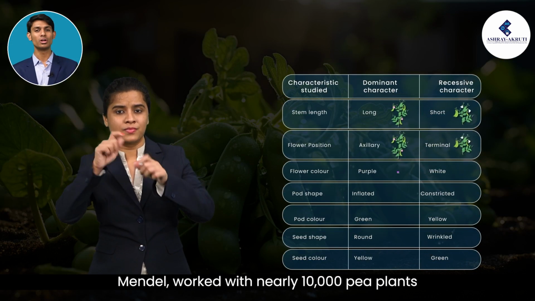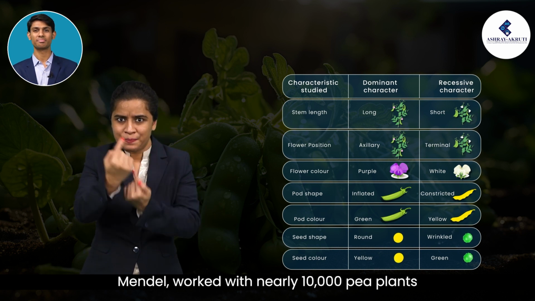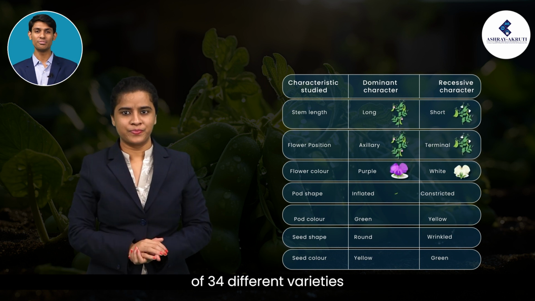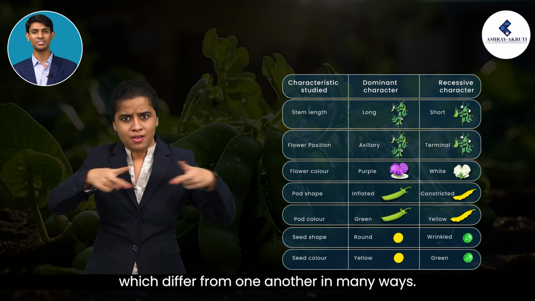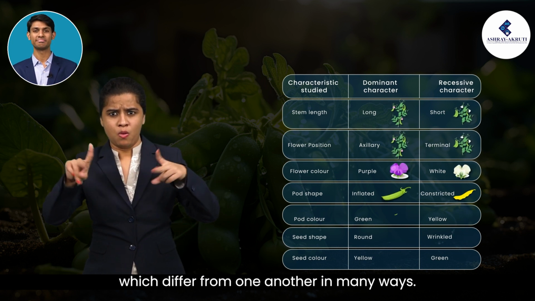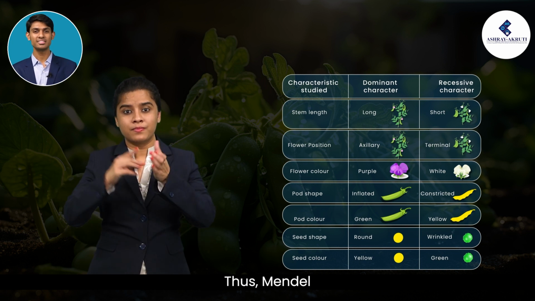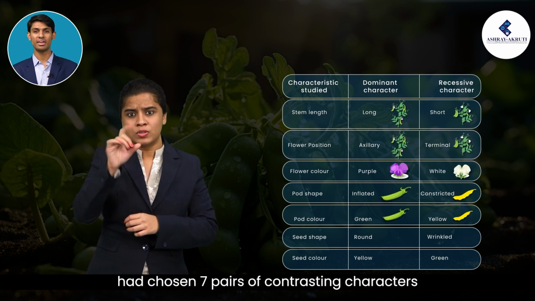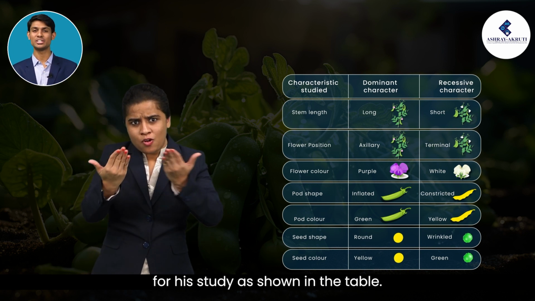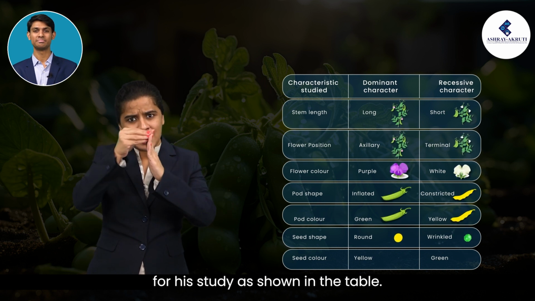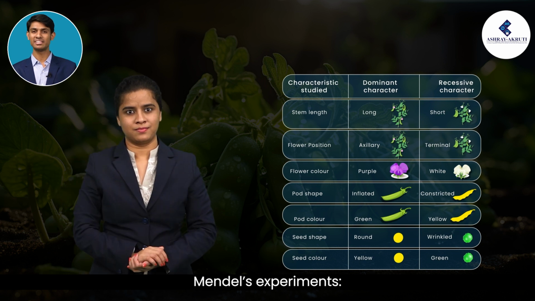Mendel worked with nearly 10,000 pea plants of 34 different varieties which differ from one another in many ways. Thus, Mendel had chosen 7 pairs of contrasting characters for his study as shown in the table. Mendel's experiments.